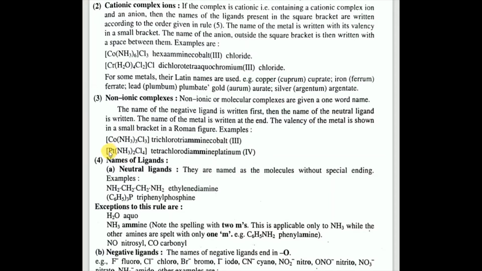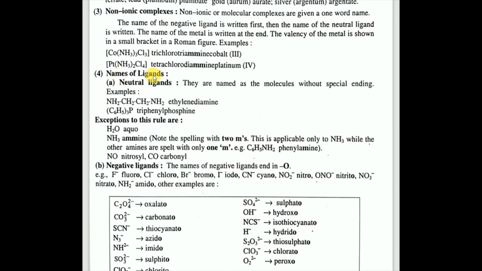In the second example, see here. First write the name of negative ligands, then the name of neutral ligands, then the metal and its oxidation state. See here, tetrachloro 4 chlorine, diammine 2 ammonia, the metal is platinum, the oxidation number is 4. Therefore, the IUPAC name of this non-anionic complex is tetrachlorodiammineplatinum(IV). So in this way, we have seen these 3 rules, one for cationic complex, second for anionic complex, and third for non-anionic complex. Then the next rule is the names of ligands.